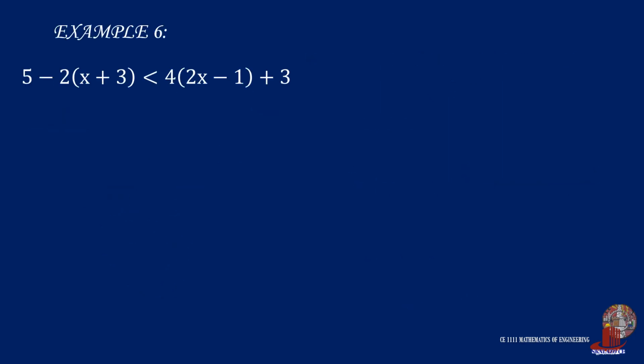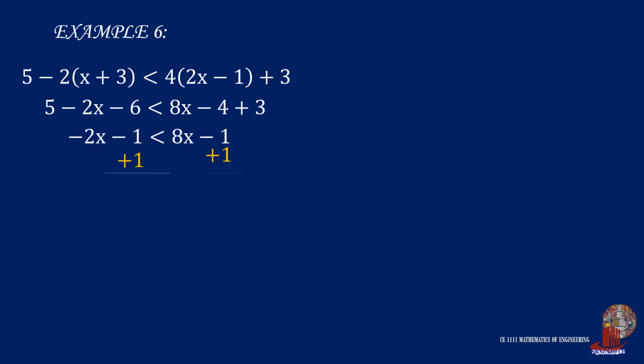The next case is with quantities. The first step is to distribute terms to get rid of the groupings. Then simplify the resulting inequality, so we have negative 2x less 1 is less than 8x minus 1. Now we can group similar terms by starting with the constants. We add 1 to both sides to have negative 2x is less than 8x.